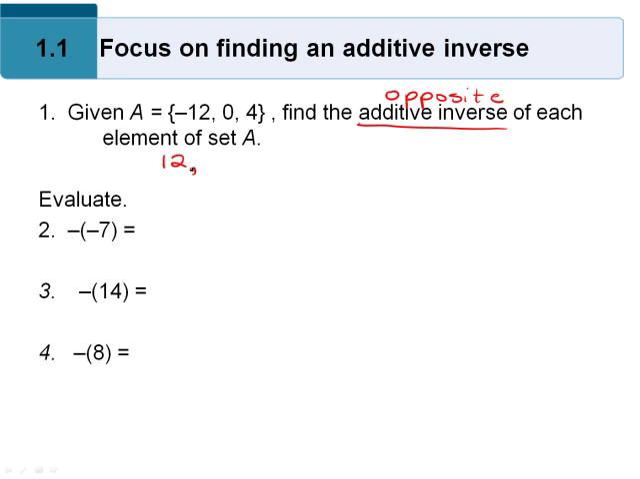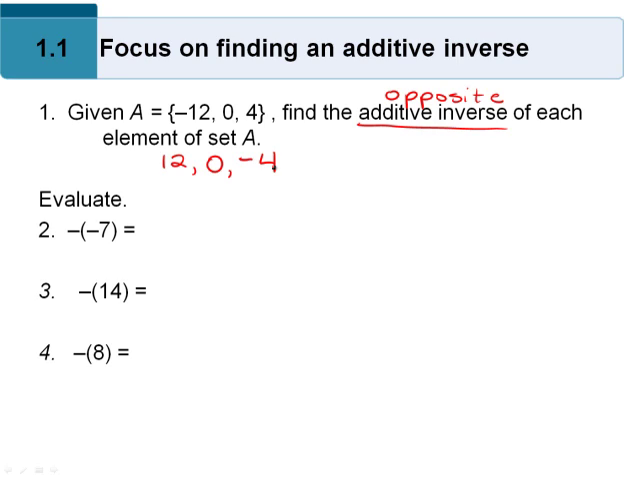Now what about 0? Is there any such thing as negative 0? No, you wouldn't tell somebody you have negative no money. That doesn't make any sense. That would be when you're really broke. But just 0, the opposite is just 0. 0 is the only number whose opposite is itself. And then 4, the opposite would be negative 4. So there's your answer for number 1.